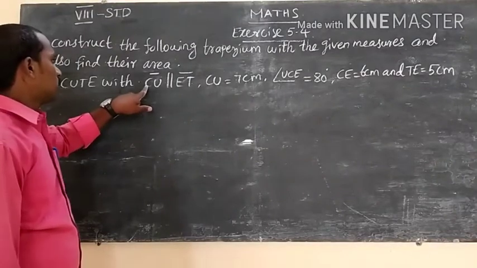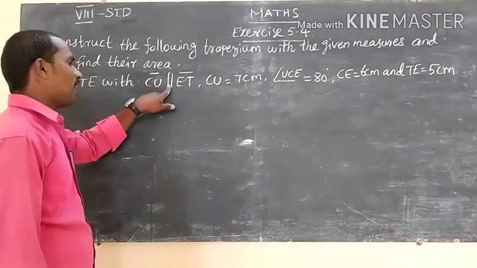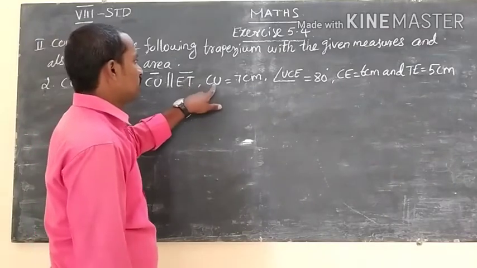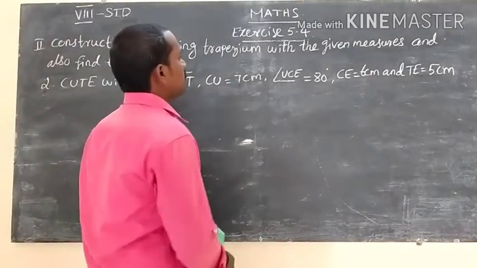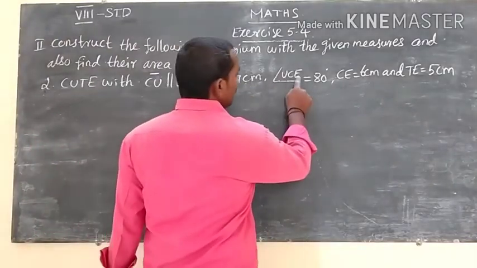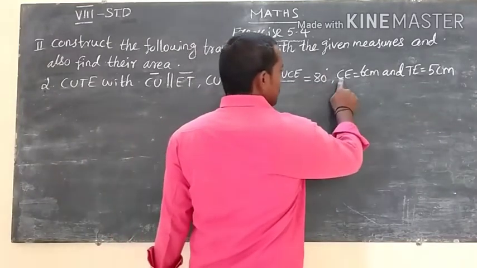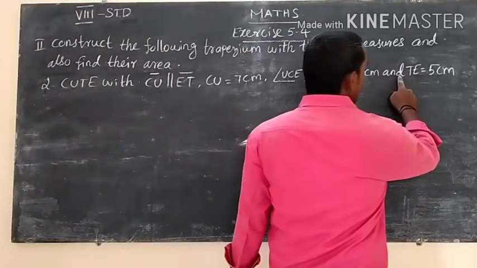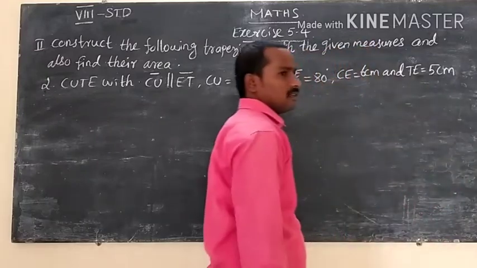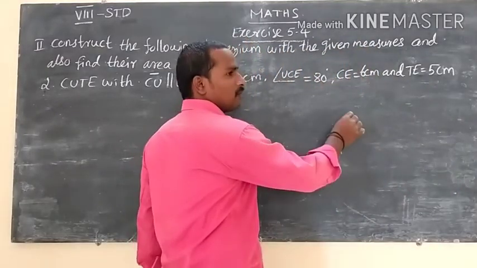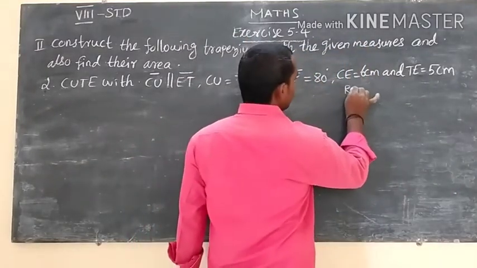Trapezium CUTE with CU, line segment CU parallel to line segment ET. CU is equal to 7 centimeter. Angle UCE equal to 80 degree. CE is equal to 6 centimeter and ET is equal to 5 centimeter. First draw the rough diagram and mark the given measurements.